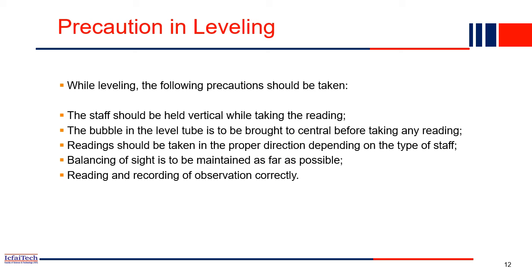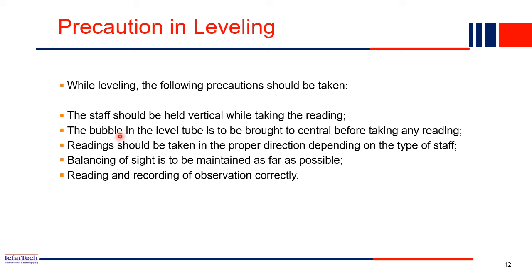So now you understand what the errors are and how errors are introduced into our measurements. Now, what precautions can we take to mitigate those types of errors? The following precautions can be taken. The staff should be held vertical. Whatever staff is there, it should be vertical, isn't it?